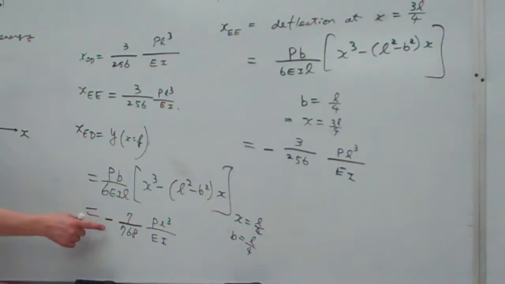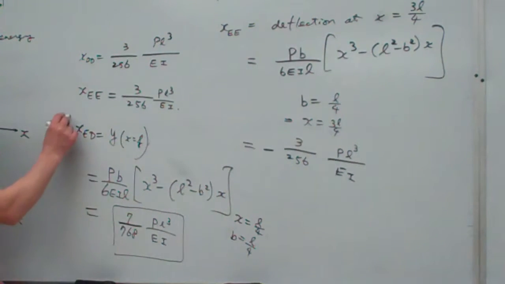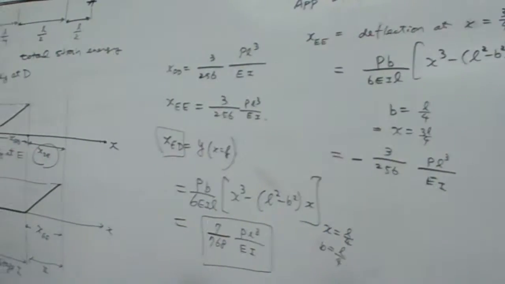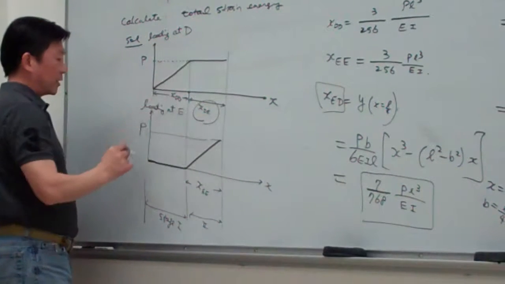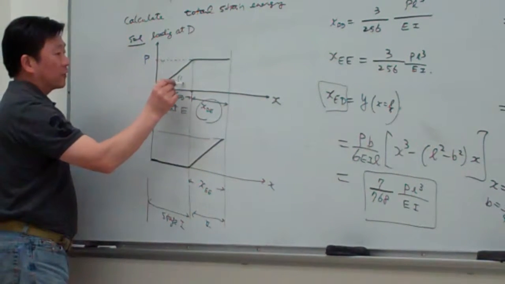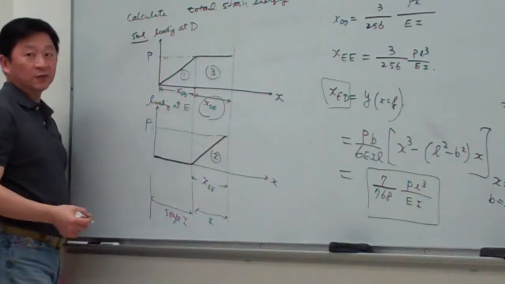So here again, we don't care about the minus. So basically, let me put a minus here, artificially. So here is the XED. So we have XED, and this is the stage. So the total strain energy is the area 1 plus area 2 plus the rectangle 3.